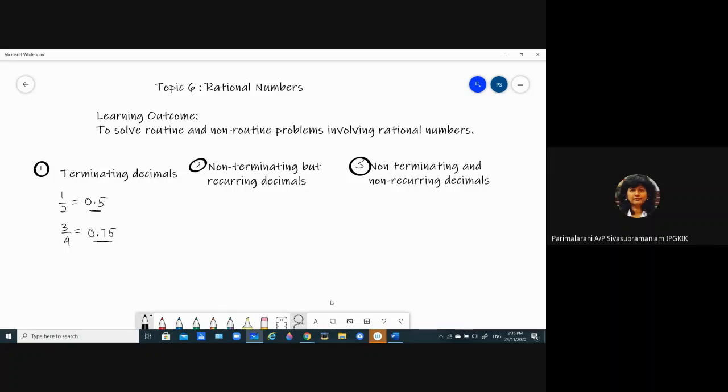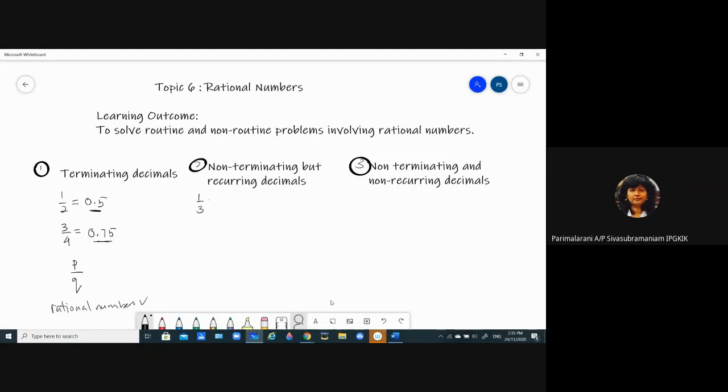All terminating decimals can be written as a fraction p over q. If they can be written as a fraction p over q, then they are all rational numbers, correct? Yes? So all terminating decimals are rational numbers. Number 2 is non-terminating but recurring decimals.